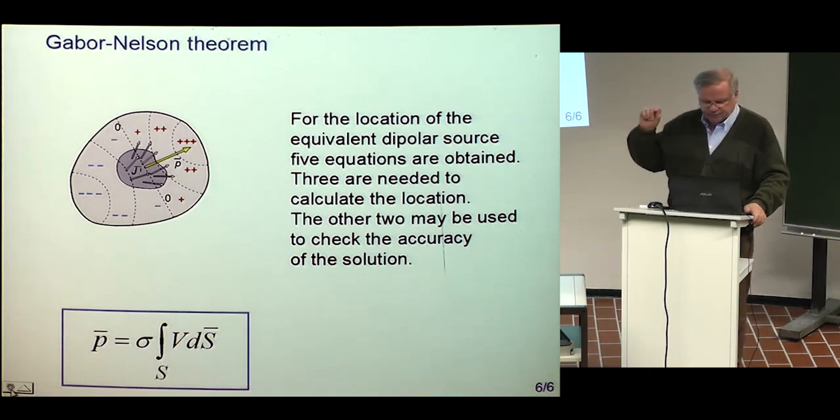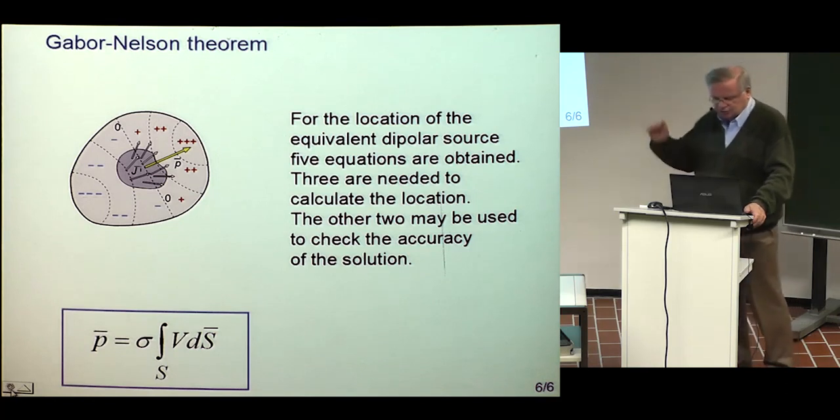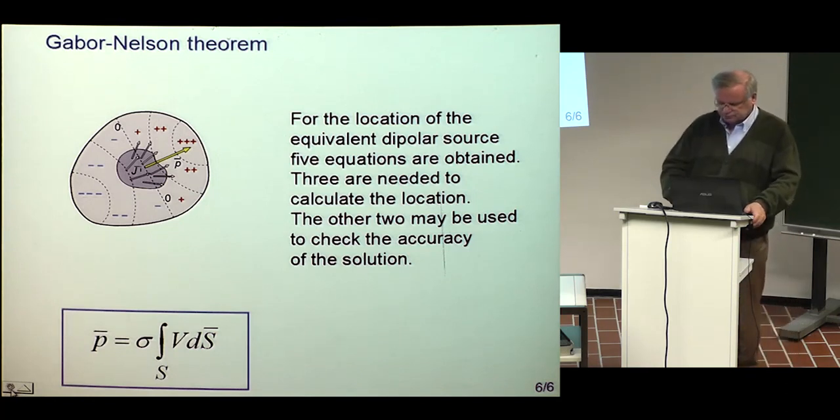So this is the maximum that is obtained with surface measurements from the equivalent dipole source, if the volume conductor is homogeneous. If it is inhomogeneous, we also get a solution, but that is wrong. So this is the Gabor-Nelson theorem story.